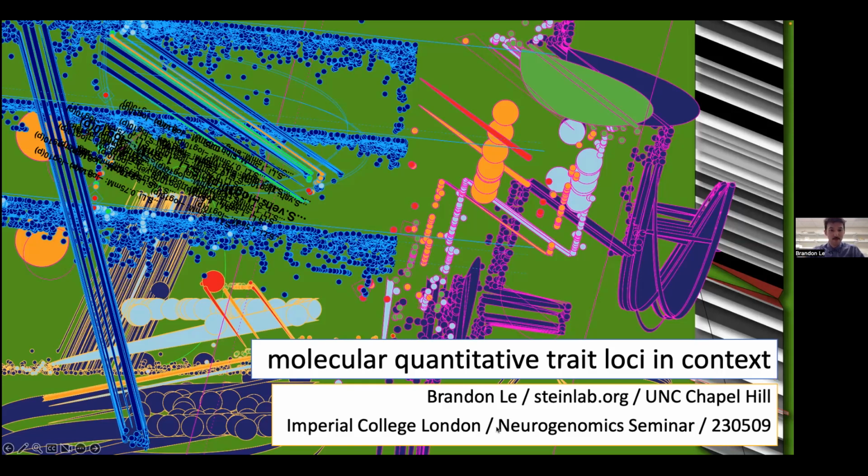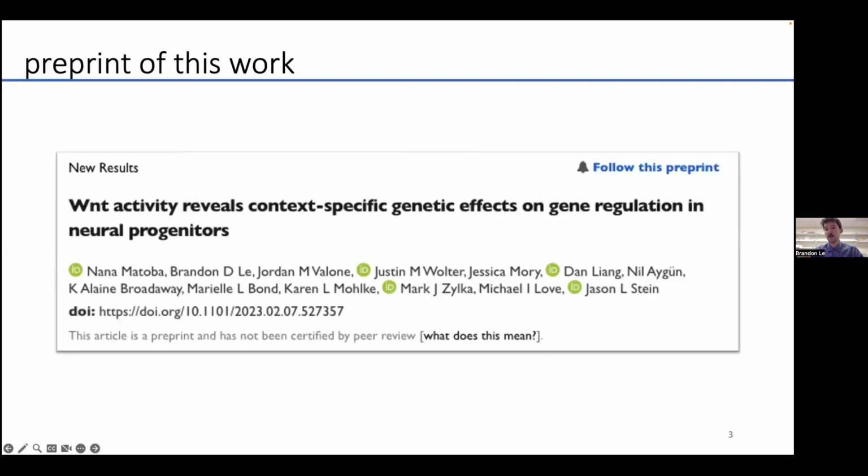So we're at UNC Chapel Hill. Like Sarah said, you can check out a little bit more about our lab at the URL shown here. And I'm Bran. People call me Bran, and I'm a fifth year PhD candidate in the bioinformatics and computational biology program. I've made the title a little bit shorter and sweeter here, but a more descriptive title is on this preprint that Sarah mentioned that you can check out.